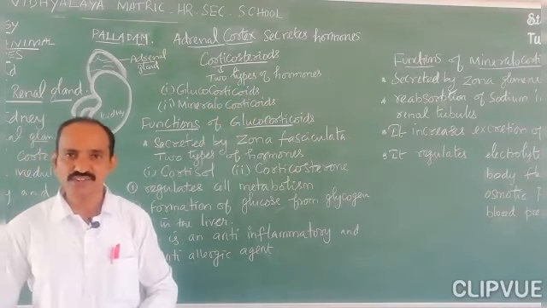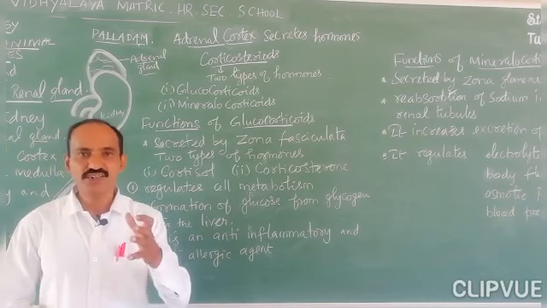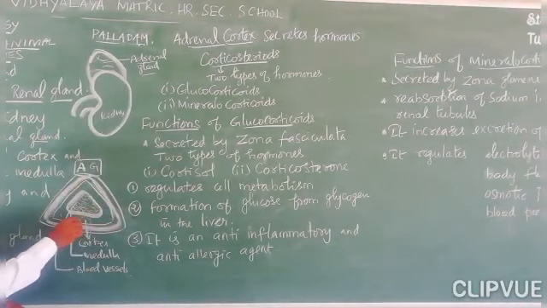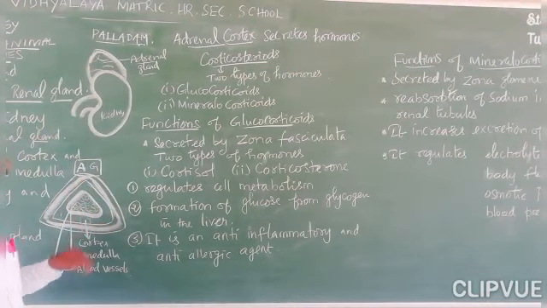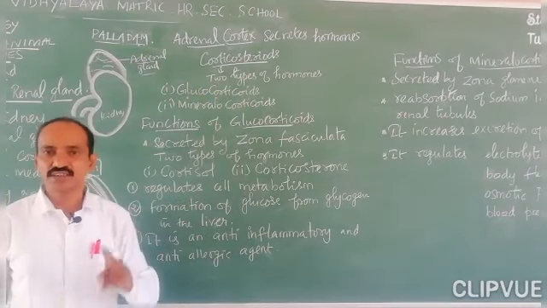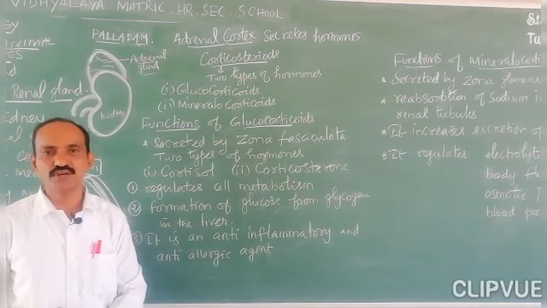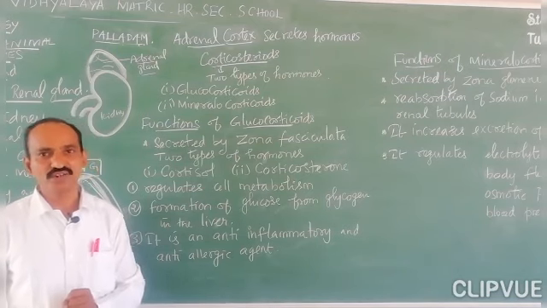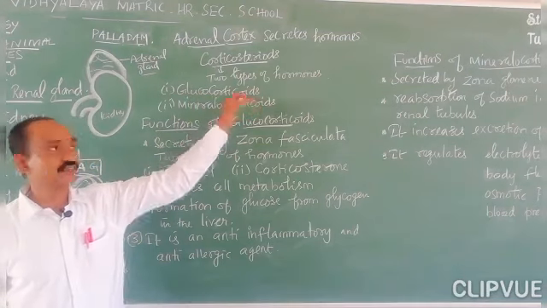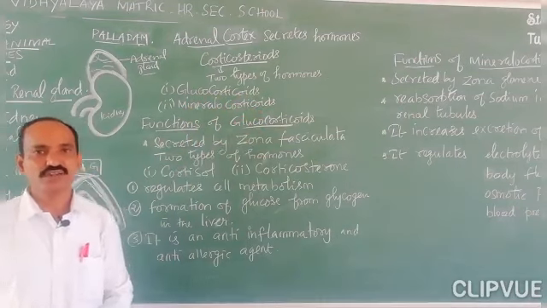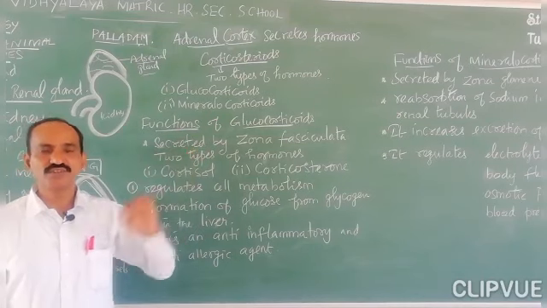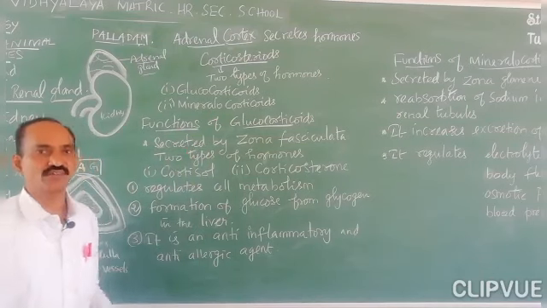The corticosteroids are secreted from the adrenal cortex region. That corticosteroid contains two types of hormones: one is glucocorticoids, another one is mineralocorticoids. We can see the functions of each. First we can see the functions of glucocorticoids.